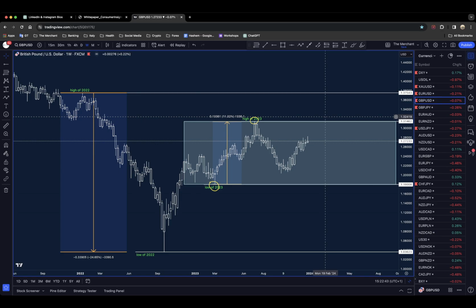But we need to keep in mind one thing: so far price came to retest this level once, and as we know, usually price comes to any level twice, which leaves a big room that the price can come all the way down to retest this level. This is one thing to keep in mind.